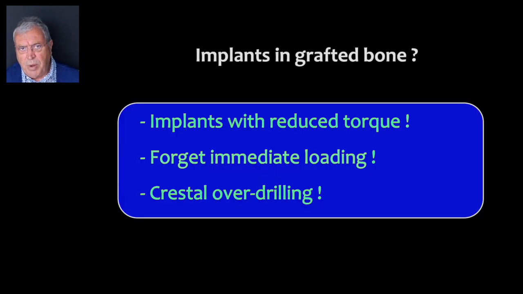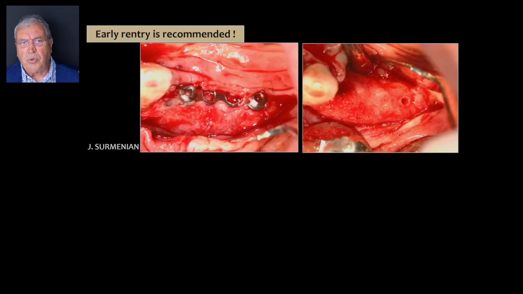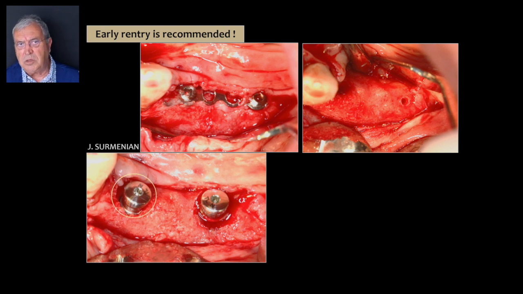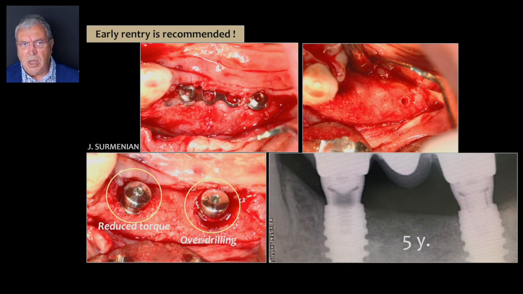First, we will place the implant with reduced torque, we will never make immediate loading, and we will overdrill the crest. But today, we prefer to re-enter very early, meaning around 2 months. You see, the implant is placed with a reduced torque. You see, the overdrilling is mandatory. And then, 5 years later, you can meet the whole bone. This is how we protect the bone.